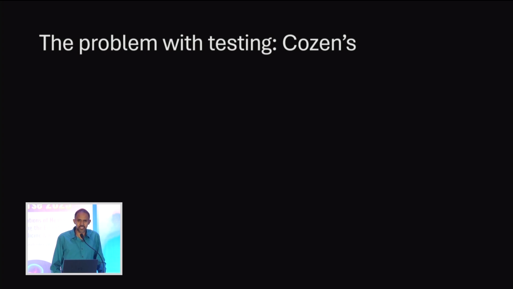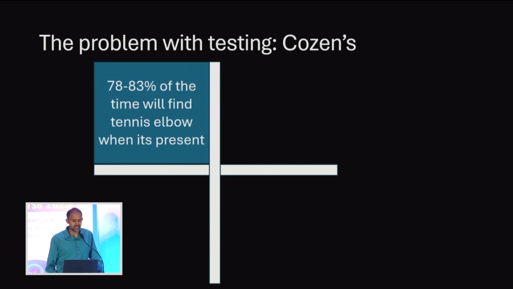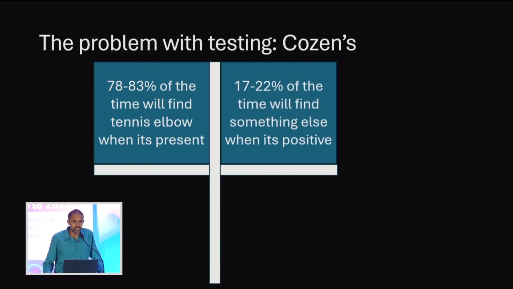So you can do a test, but it doesn't mean that when it's positive you actually have the condition. So with Cozen's test, 78 to 83% of the time when you do this test and the condition is present, you will have a tennis elbow. 17 to 22% of the time, it will still be positive, but it's going to be a different condition, something mimicking, looking like a tennis elbow, but it's actually not. So you have to be careful. These tests are not perfect. You can do multiple ones to cross-confirm, but no one test is perfect.